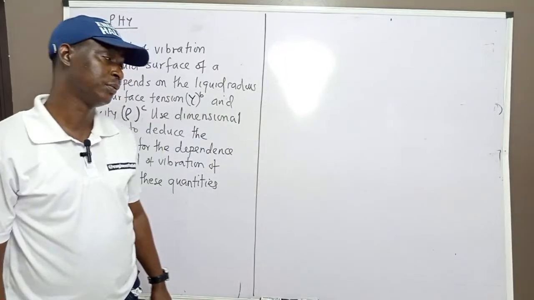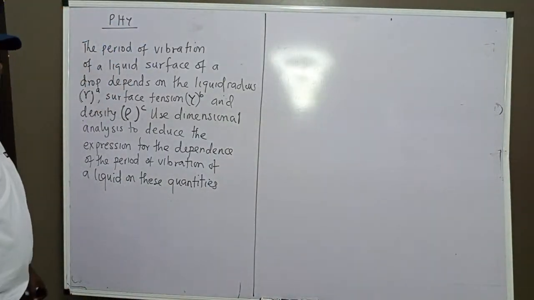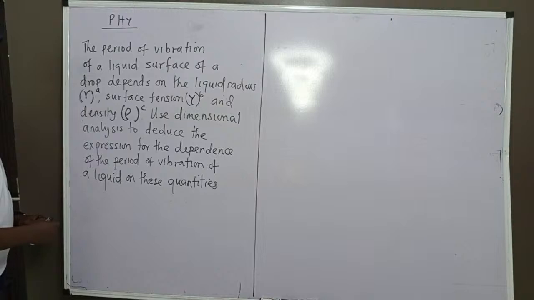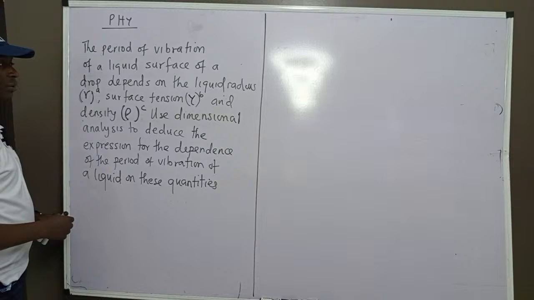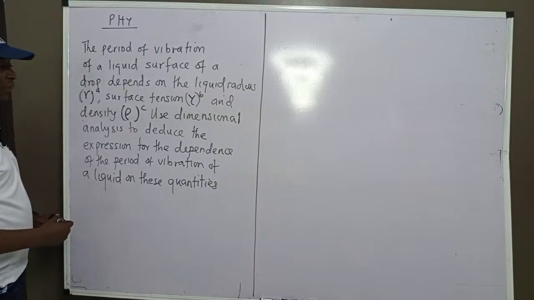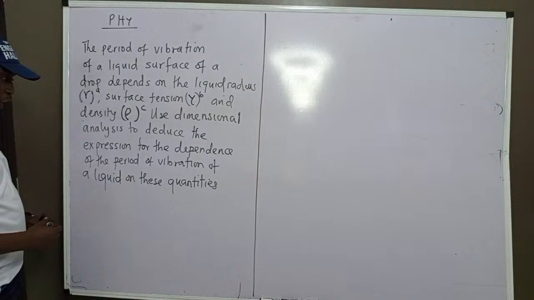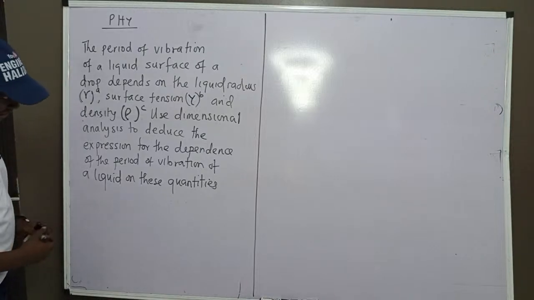For question 2 under derivation of dimensional analysis. The question said the period of a liquid surface of a drop depends on the liquid radius r, surface tension lambda raised by b, and density raised by c. Use dimensional analysis to deduce the expression for the dependence of the period of vibration of liquid on these quantities.